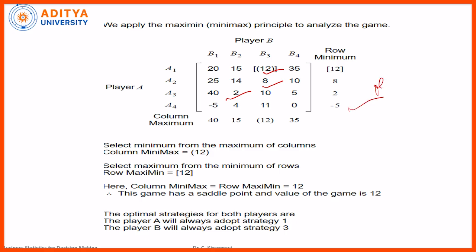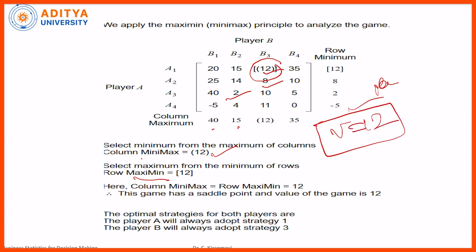And now for the maximin, for the first row the maximum value is 12, and likewise for each column find out the maximum value. For the first column the maximum is 40, for the second column it is 15, likewise. So, the minimax value is 12, that is going to be the saddle point. Maximin and minimax are equal, that is 12. Therefore, there is a saddle point and the saddle point is 12, which is nothing but the value of the game, and this 12 corresponds to A1 of player A, B3 of player B.